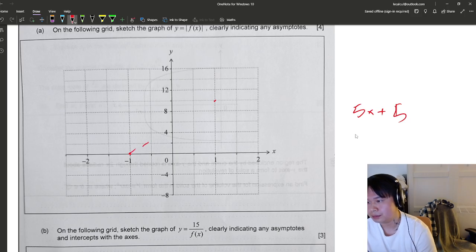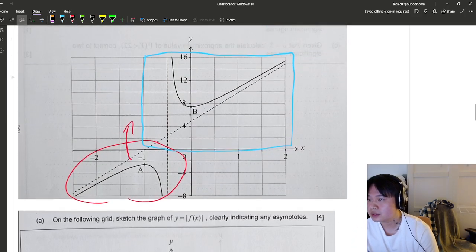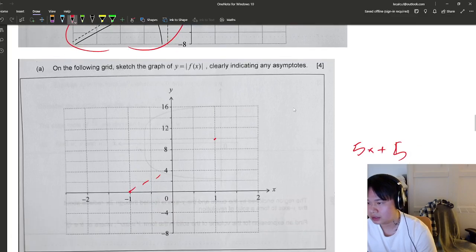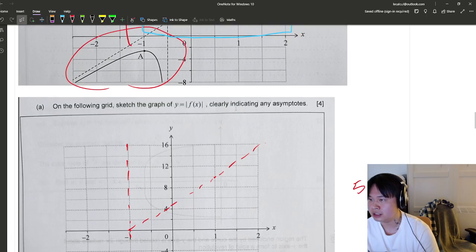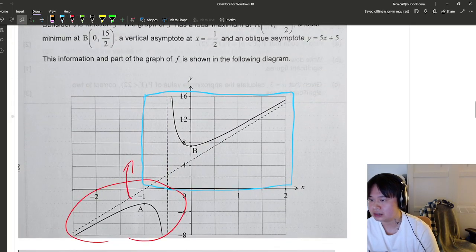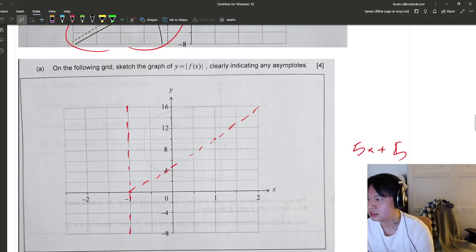Okay, boop, boop, boop. You would obviously use a ruler. Boop, boop, boop. So here's your asymptotes. And then the original one, oh, that's at 0.5.